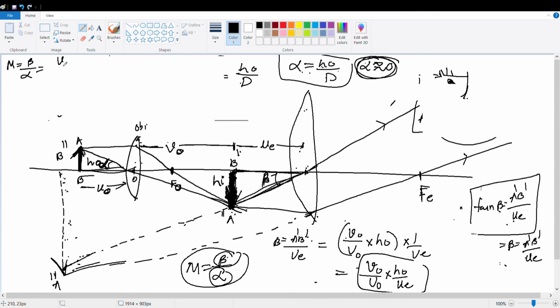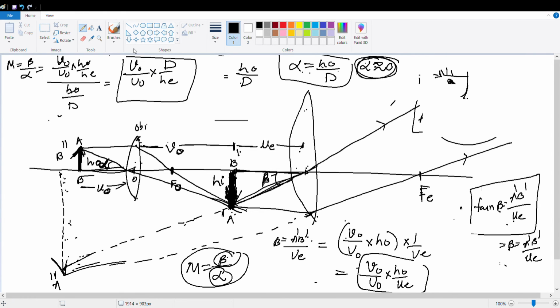That is, beta is V naught by U naught into HO by UE, divided by H naught by D. So H naught gone. So V naught by U naught into D by UE. So this is the final formula. Understood?